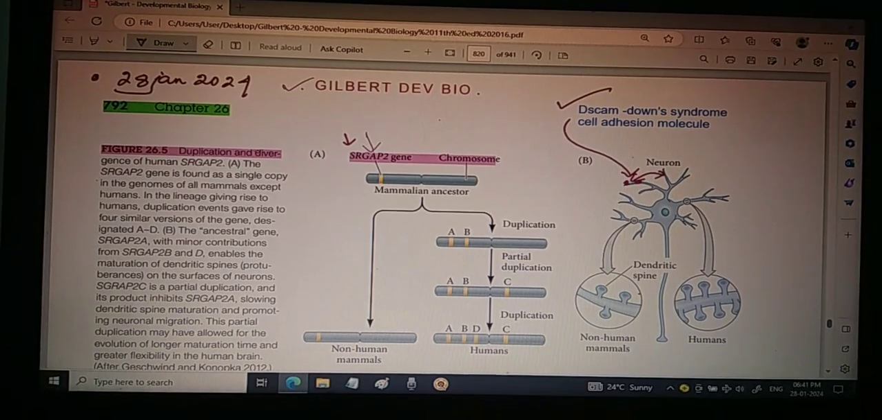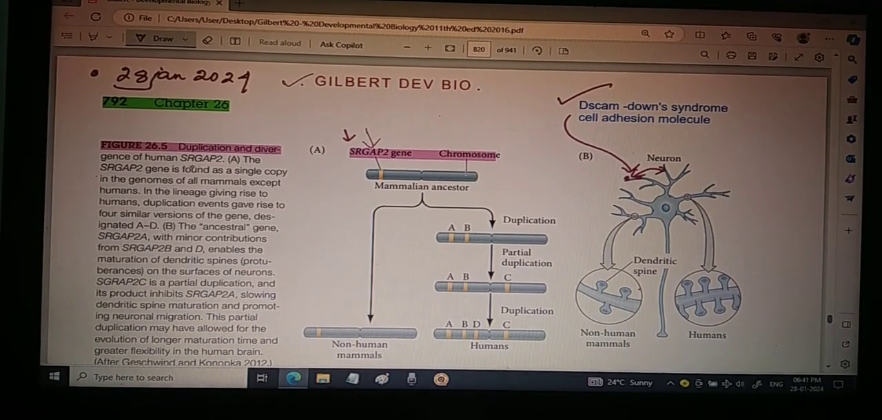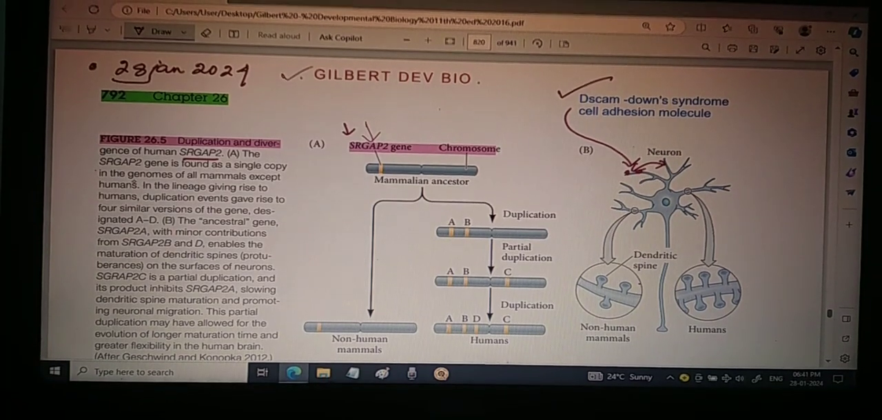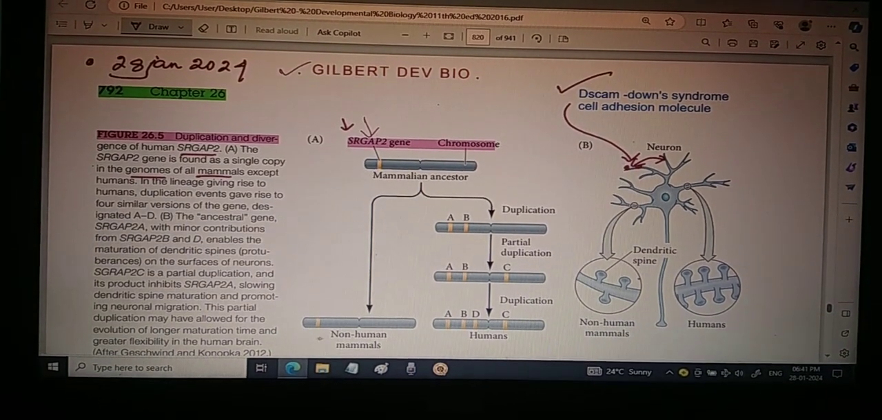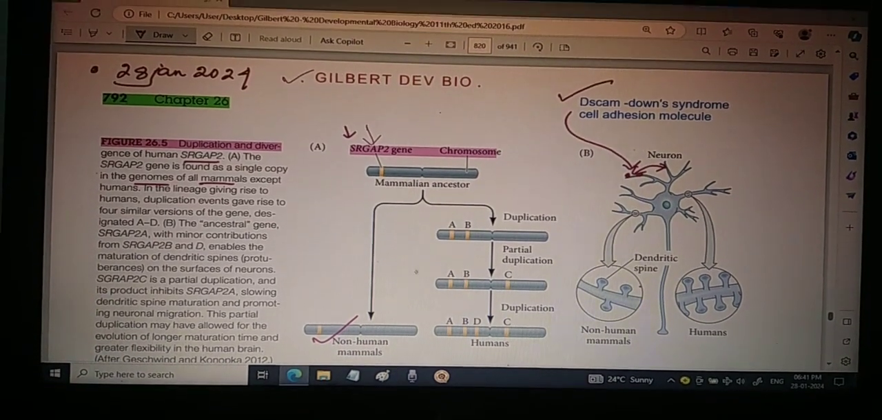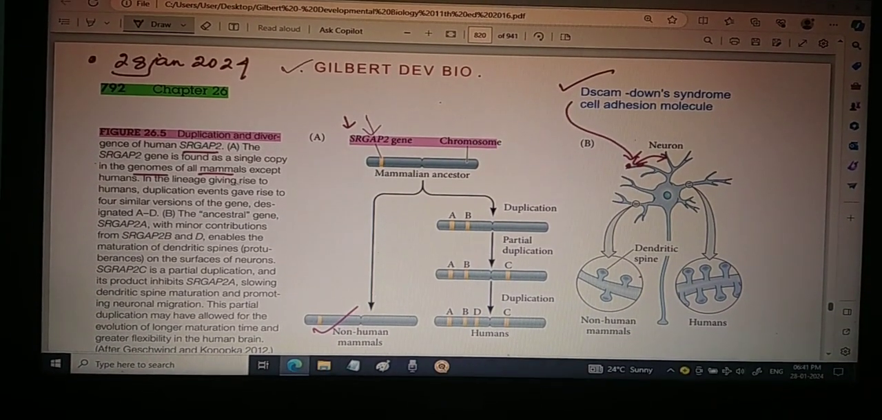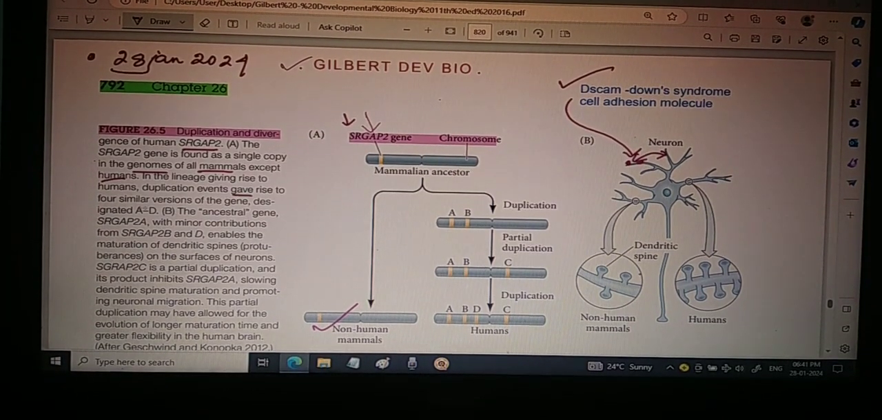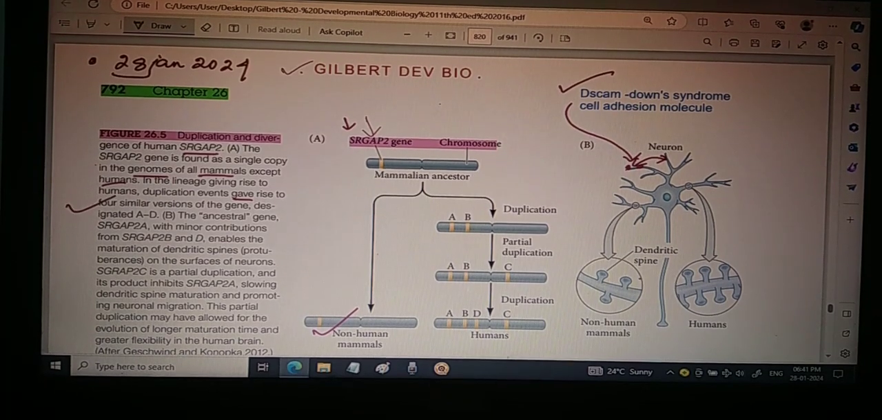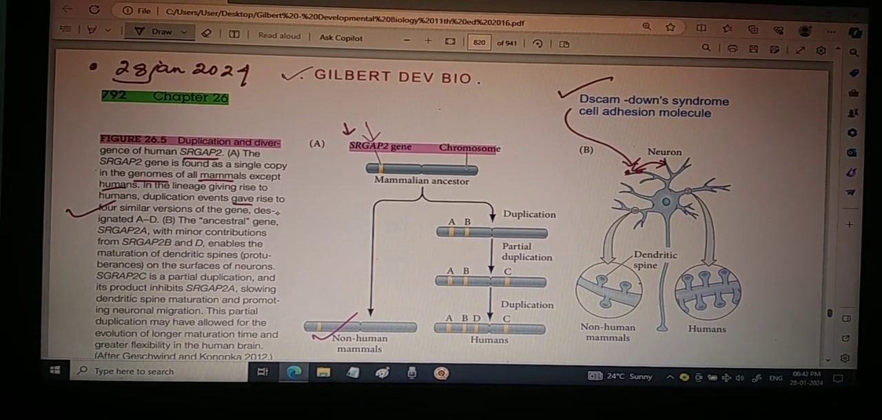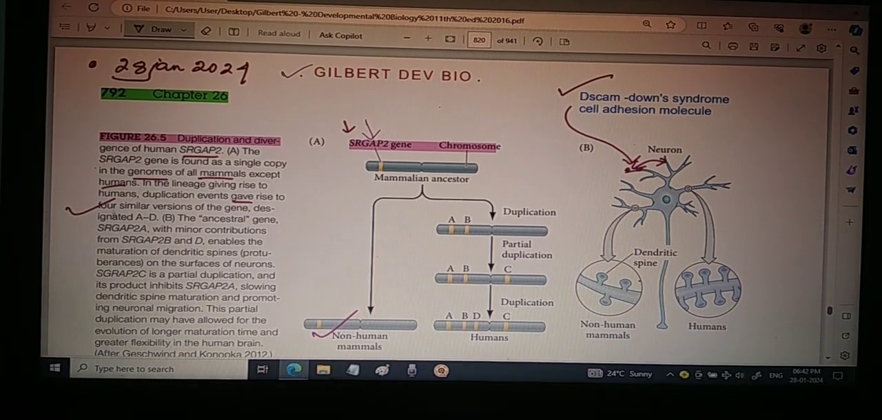Now, duplication and divergence of the human SRGAP2 gene. The SRGAP2 gene is found as a single copy in the genome of all mammals. If you study any other mammals that are not human, like dogs, cows, etc., they have only one copy of the gene, except humans. So in the lineage giving rise to humans, duplication events gave rise to four similar versions of the gene. Gene duplication is associated with this increase in neuronal flexibility.